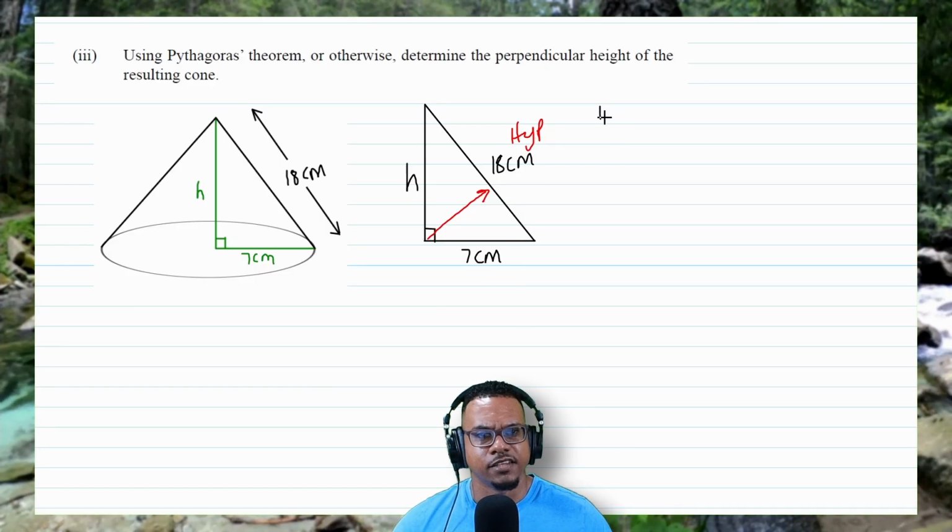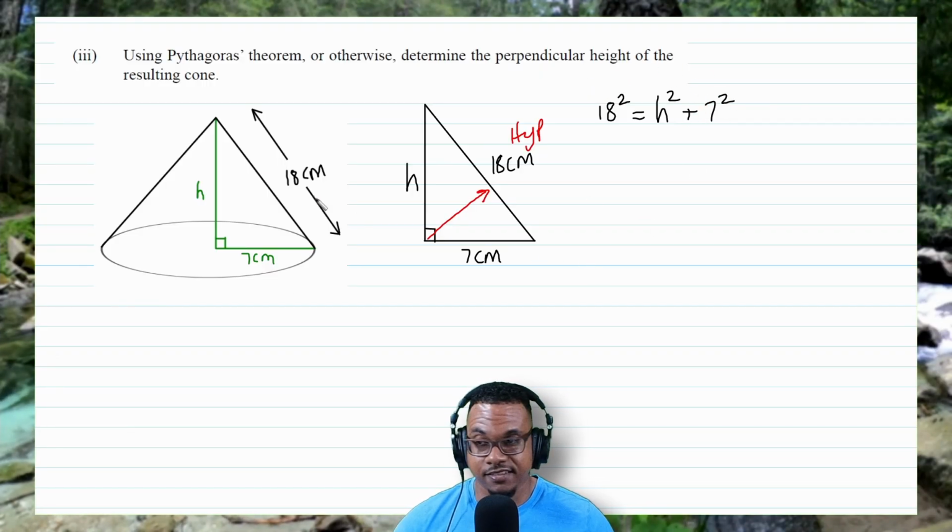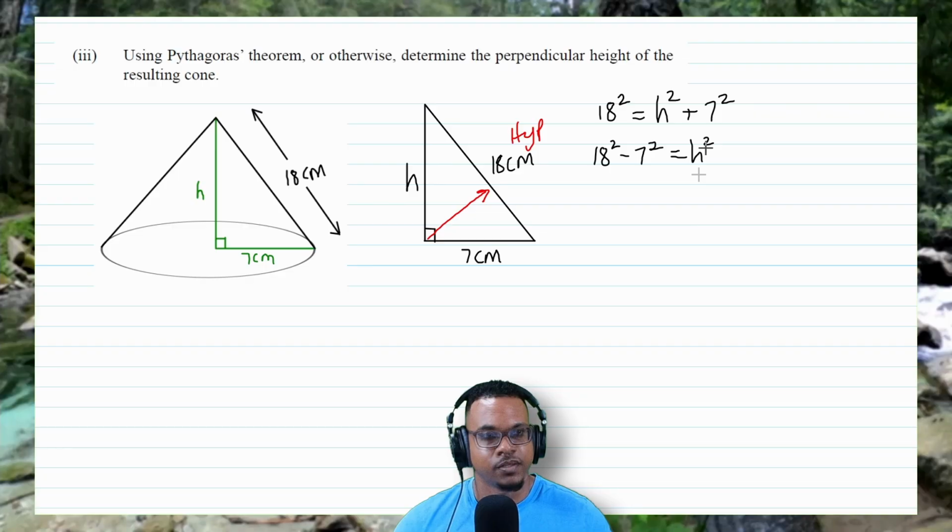So we have 18 squared, the square on the hypotenuse, is equal to the other two sides, h squared plus 7 squared. We transfer this positive 7 squared across the equal sign, and it turns to negative 7 squared. So we'll have 18 squared take away 7 squared is equal to h squared. To get rid of the square on the h, we'll take the square root of 18 squared take away 7 squared, and that will be equal to h, the height.